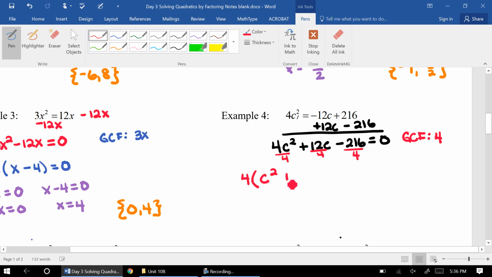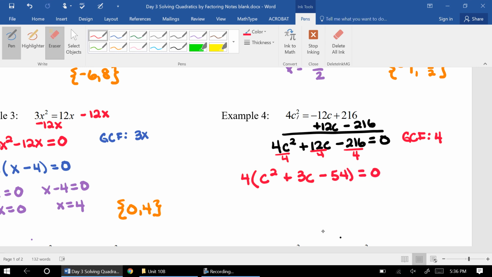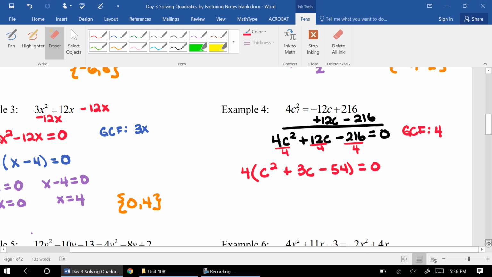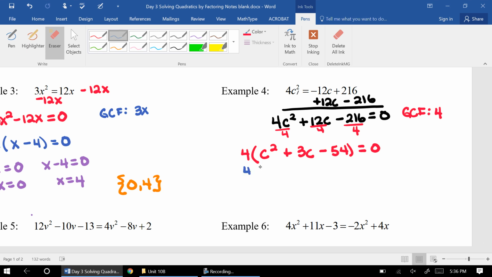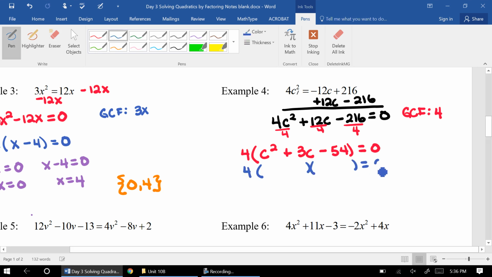and this gives me c squared plus 3c minus 54. Now again, I can go ahead and factor. I'm still using guess and check here. 4 is still on the outside. What two numbers multiply to negative 54 and add to 3? I'm going to have 9 and 6. I want the 9 to be positive, the 6 to be negative. If I check inside outside, this gives me negative 6, positive 9. Again, negative 6 plus 9 is going to give me 3.